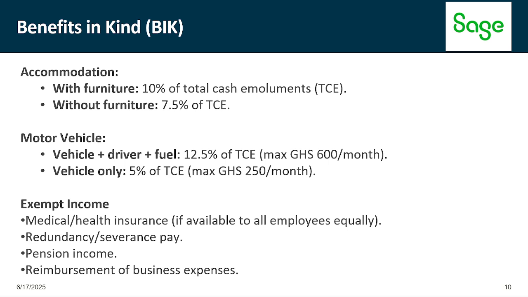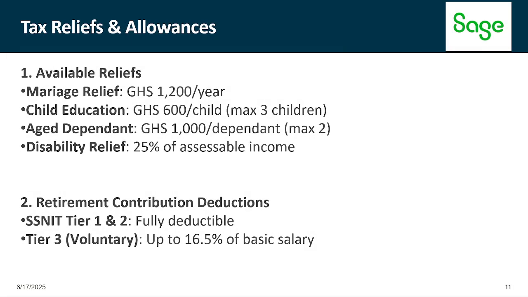Redundancy pay, severance pay, pension pay, reimbursement of business expenses, those are exempt income. They are not taxed. So the common one is medical and health insurance that we see across organizations. As far as it's applicable to everybody in the organization, it's not taxable. If there's a particular category of staff that do not benefit from this medical or health insurance, then we have to tax it. So if the auditors come, they check this rule. Are you applying this rule? Are you compliant with the rules? These are the things they check.